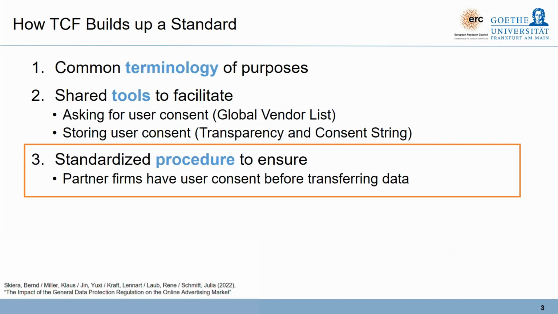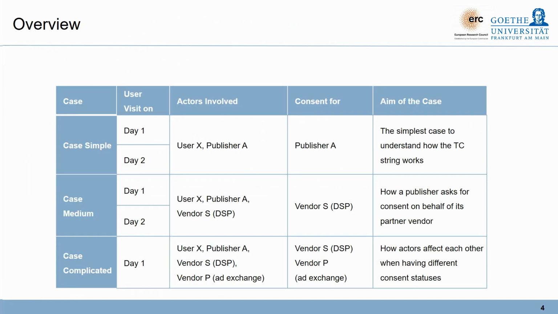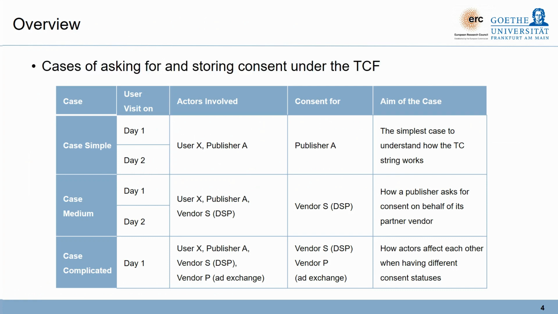The TCF builds up a standard with 3 steps. We now focus on the third step. We've designed 3 cases under different scenarios to provide a comprehensive overview of the TCF procedure. We discussed case simple in the previous episode, which is a straightforward example to help understand how a TC string works. Case medium, which we'll discuss now, is a general case describing how a publisher obtains and stores consent on behalf of its partner vendor. Finally, case complicated explains how actors affect each other when having different consent statuses.